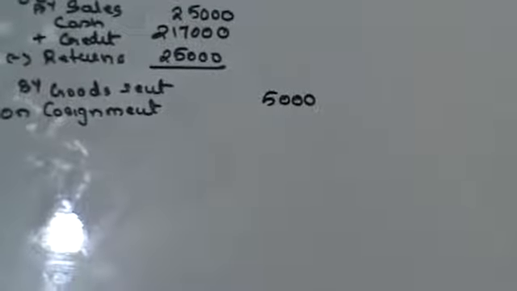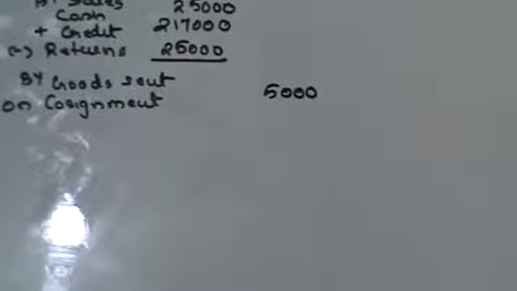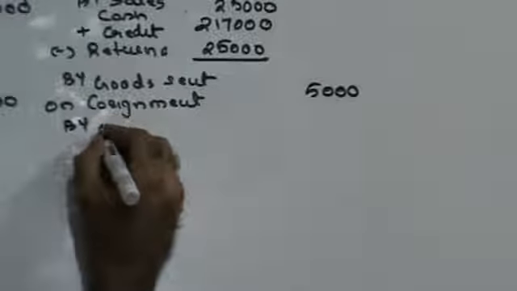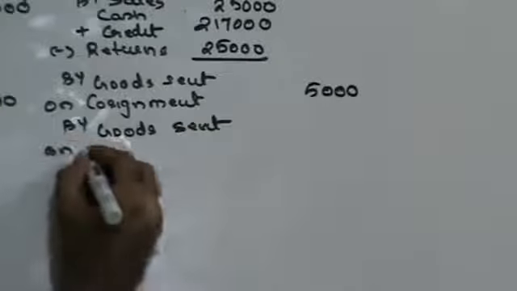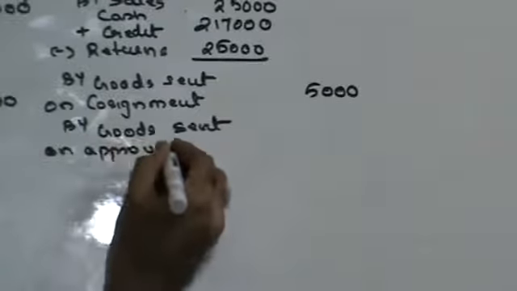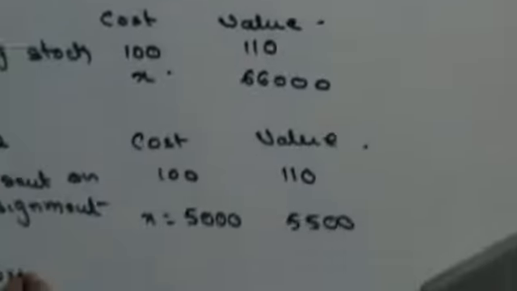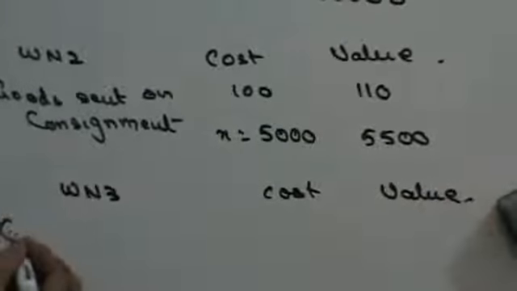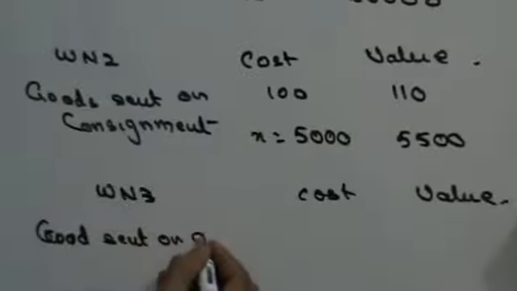Fine. Next, goods sent on approval on 1st April having no intimation received till the date of fire. Sent, debit word comes in, credit word goes out. Goods sent on approval. Again, let's make a working note of this. Working note 3. Cost value. Goods sent on approval.